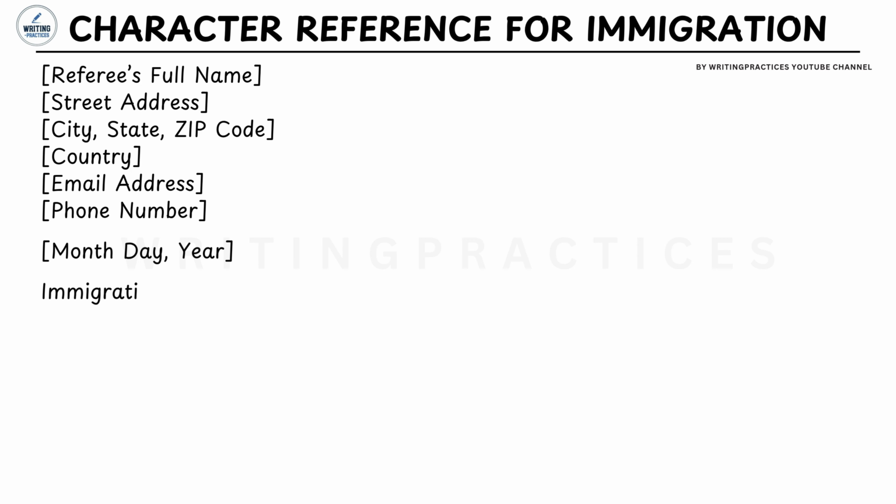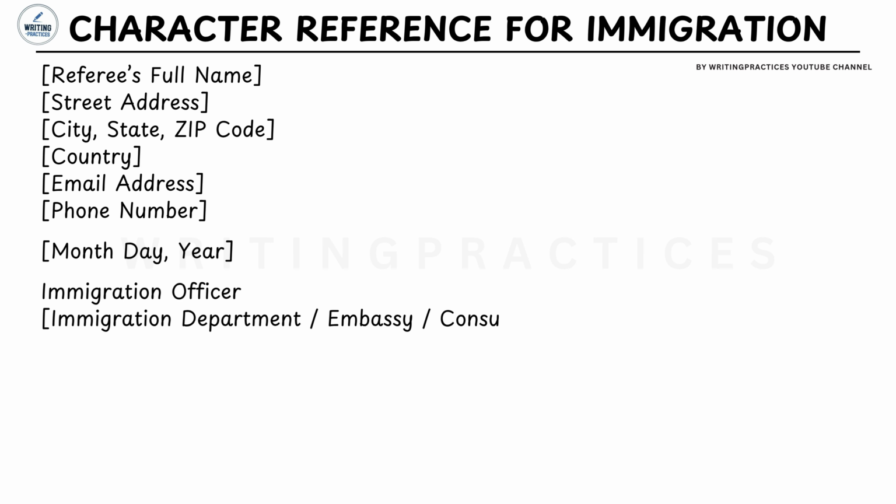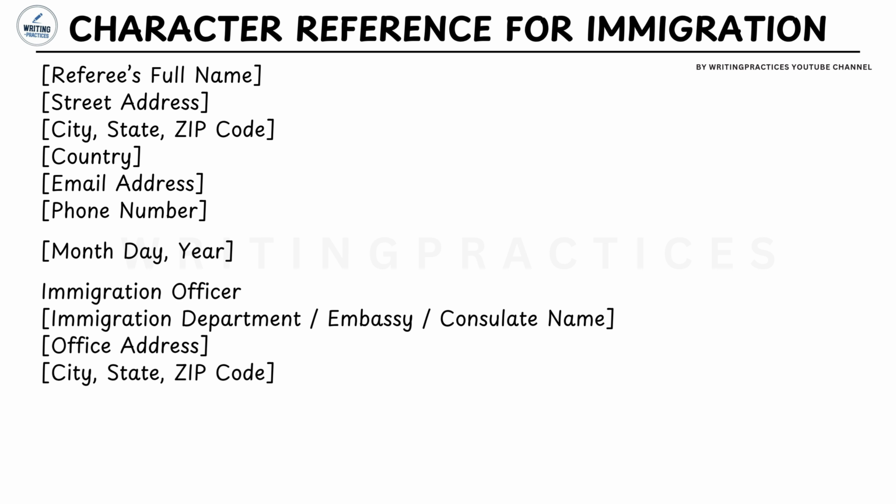Recipient information. This section identifies the immigration office receiving the letter. You should include the department name, office address, and country. For example, Immigration Officer, U.S. Citizenship and Immigration Services, 20 Massachusetts Avenue Northwest, Washington, D.C., 20529, United States. This ensures the letter reaches the correct authority. Verify the exact office name and address listed in the applicant's immigration instructions.